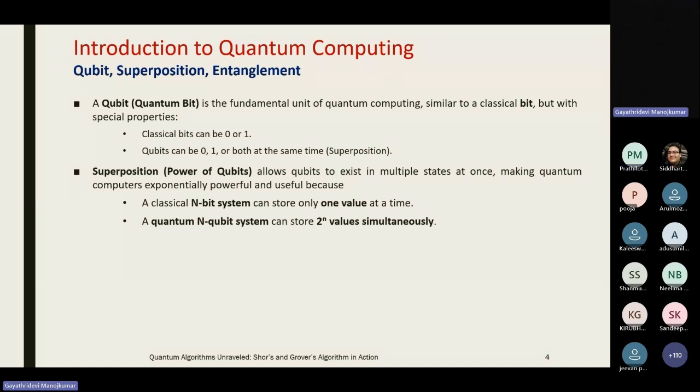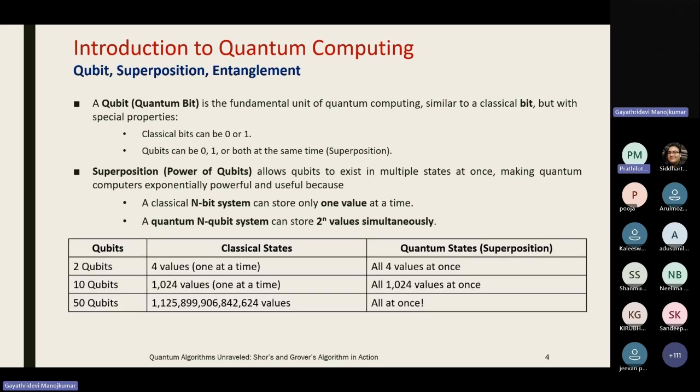This makes a quantum computer work faster than a classical computer, because we are able to represent multiple states at once. So this makes a quantum computer exponentially more powerful.